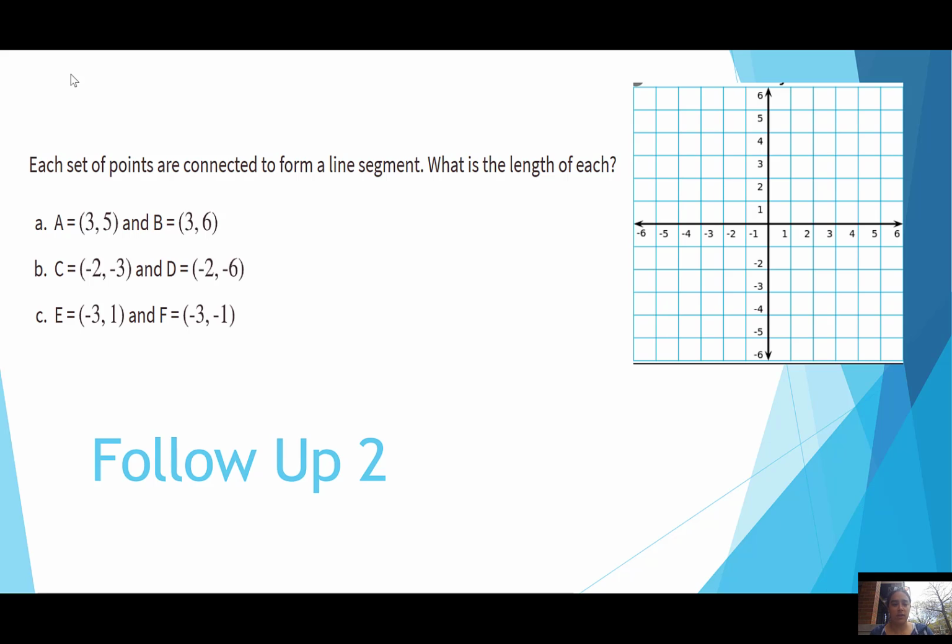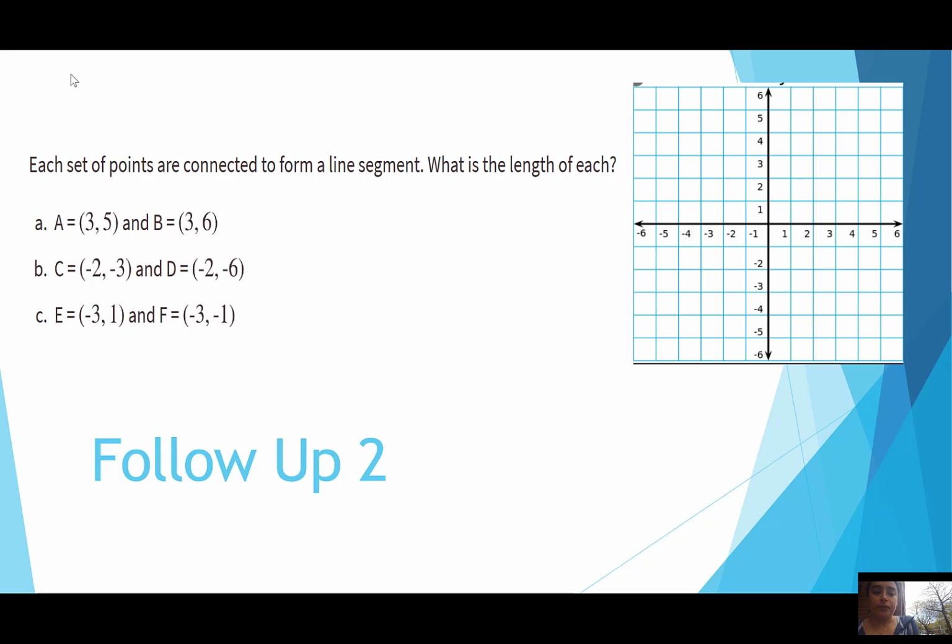I'm going to start by going over the second follow-up question. It appears the first follow-up question had very few problems on it, so I'm going to skip it. If you have questions on the first follow-up, feel free to email me. Otherwise, for this one, we're looking to form a line segment and find the length of each line.